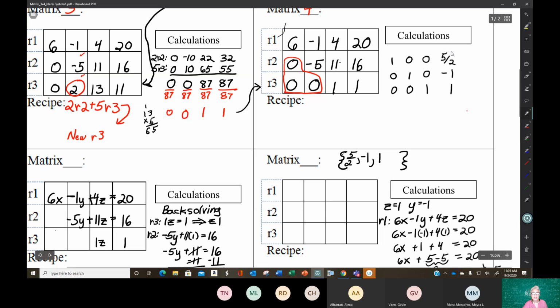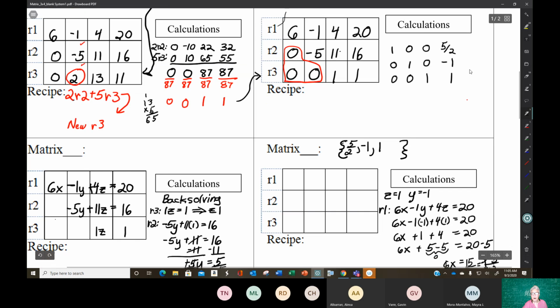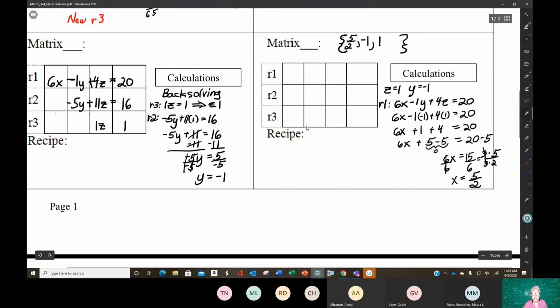But for people just starting out with this, that can be asking way too much, whereas it actually does make sense when you're back solving. It makes perfect sense to back solve. Once you find out what z is, it's easy to find out what y is, and then once you know what y and z are, it's easy to find out all three of the variables, x, y, and z.